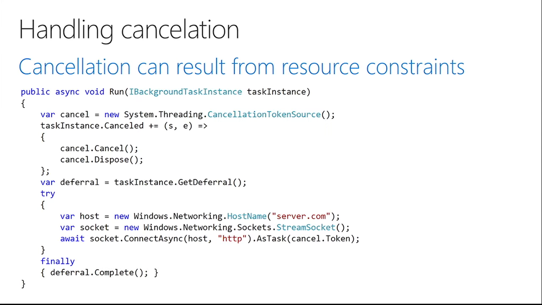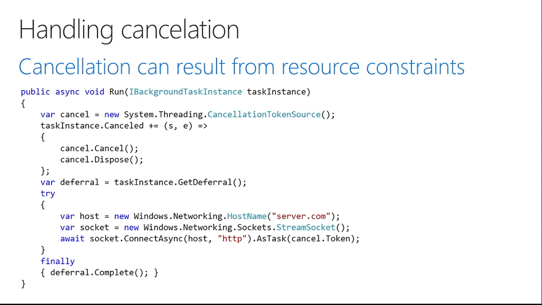And what you're doing is opening up a stream socket, and you're doing an asynchronous connect async over HTTP to server.com. Yep. And then this is where the magic comes in. The .AsTask(cancel.Token) is the cancellation token. So what happens in that task instance .Cancelled? First of all, remember that is fired in response to the OS saying cancel. And then what you do is you call cancel on your cancellation token source, which in return will cancel that connect async. Yeah. So it's a complicated flow, but that's how that works.